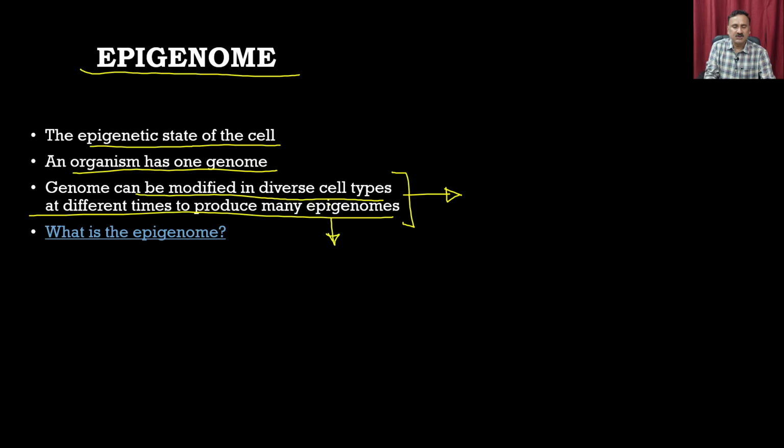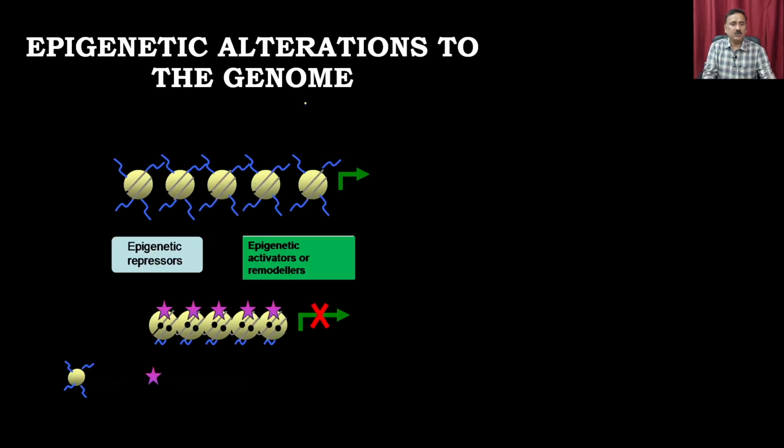Which means the genome is being modified by the epigenetic factors, right? And that's how it is actually going to be changed. Now, what is the epigenome? The epigenome is the way in which the normal genome is being altered, and that's how it is going to be called the epigenome. So, there are different types of alteration.